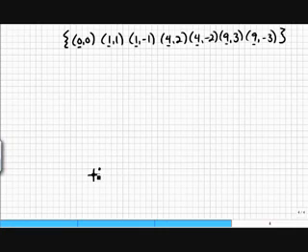Our third point is (1, -1), so you go right 1 and down 1. Our fourth point is (4, 2), so we go right 1, 2, 3, 4 and up 2. Our fifth point is (4, -2), so we go right 4 and down 2.